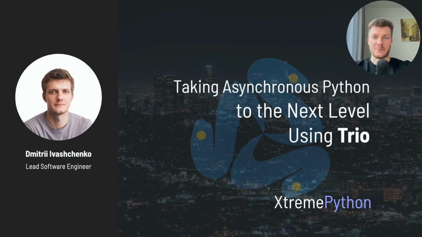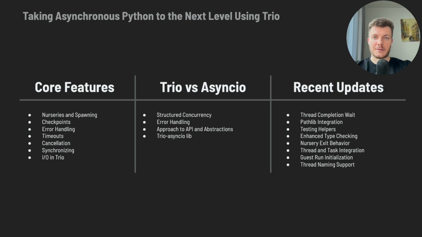Hey everyone, I'm Dmitrii Ivashchenko from Games, and today we are diving into Trio, a super cool Python library for asynchronous programming. We are going to break down how Trio uses its neat structured concurrency model to manage tasks. I'll walk you through some practical examples that you can start using right away in your projects. So let's get started. Alright, let's dive into how Trio works.